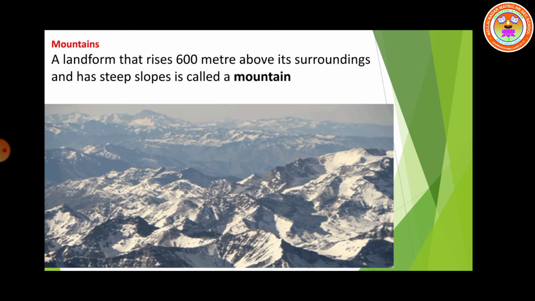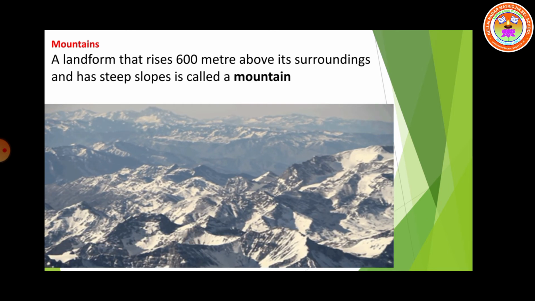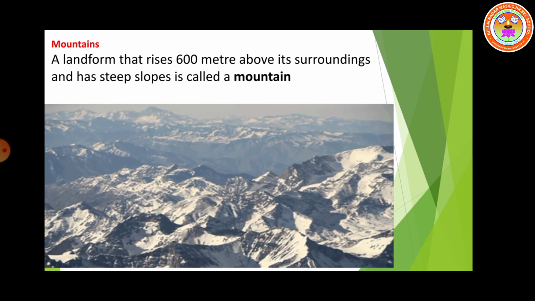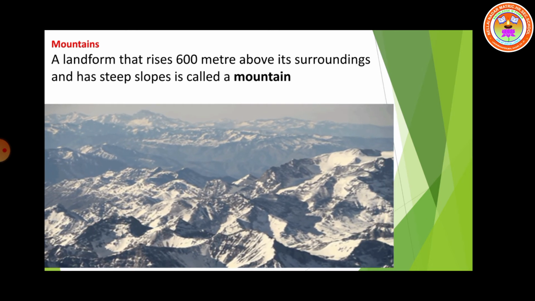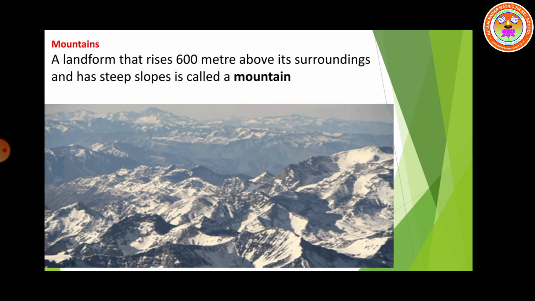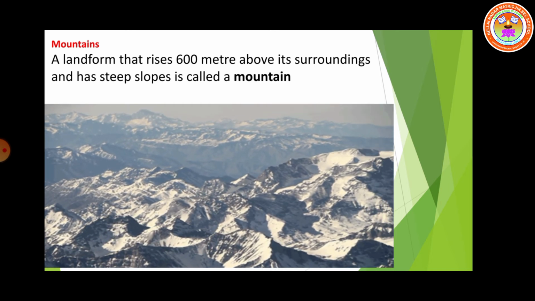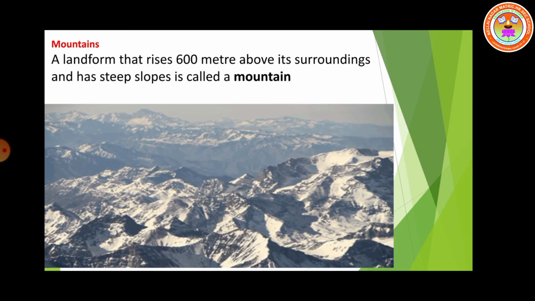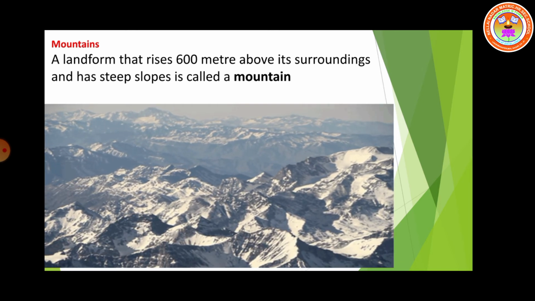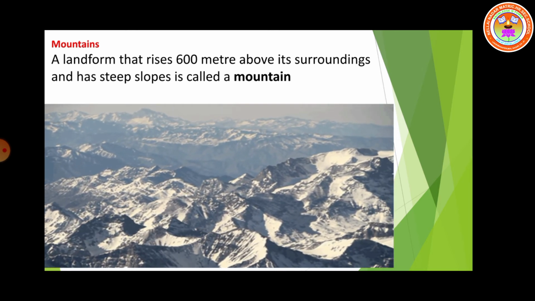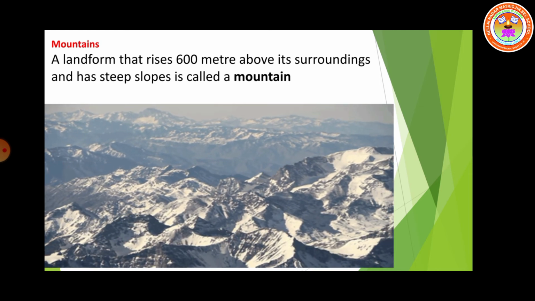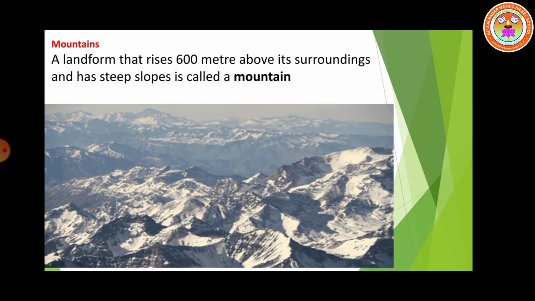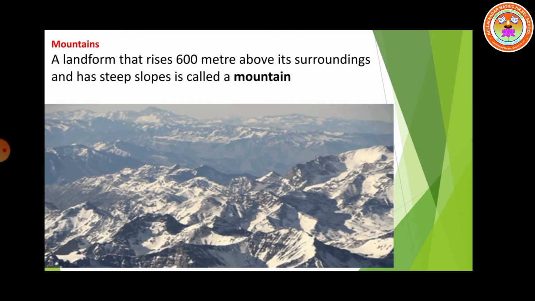This is the Himalaya mountains. Mountains are found in isolation and also in groups. If the mountains extend over a larger area continuously, it is called a mountain range. These ranges stretch for hundreds or thousands of kilometers. Examples of mountains are the Himalayas in Asia, the Rocky Mountains in North America, and the Andes in South America. The Andes in South America is the longest mountain range in the world, 7,000 kilometers.